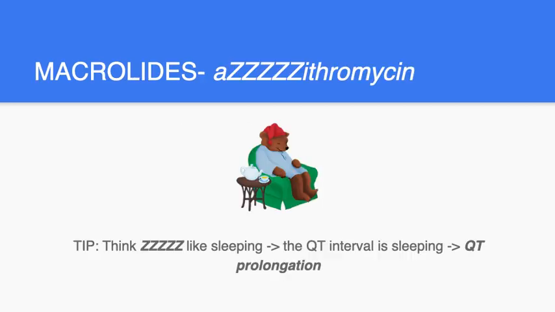So my silly tip for macrolides is primarily with azithromycin. We want to remember the Z's in azithromycin. Z's remind me of sleeping. So I thought the QT interval is sleeping, which also helped me think of QT prolongation, because when you sleep, everything is kind of just resting. So that helps me remember on the exam. However, I understand if this doesn't necessarily work for everyone.